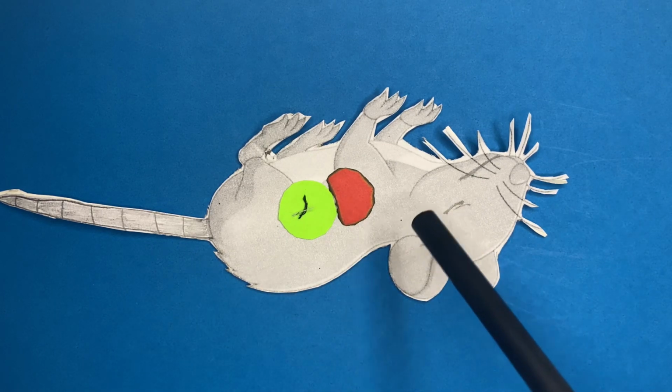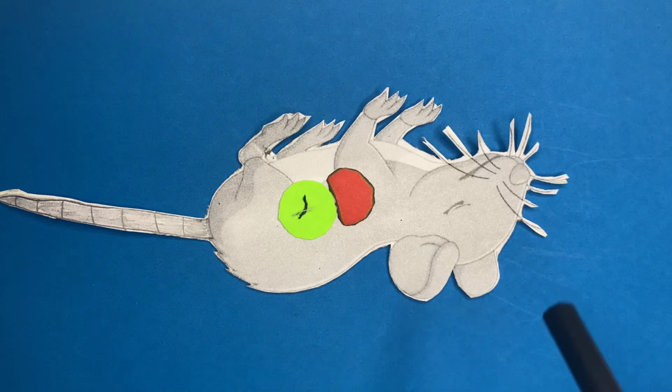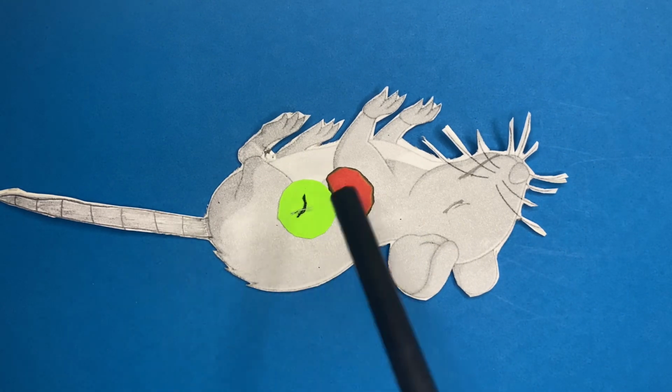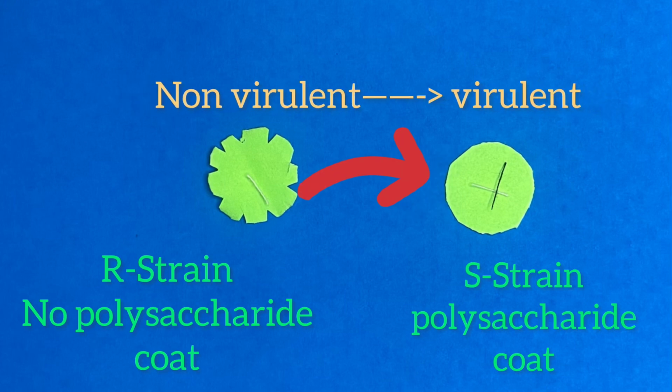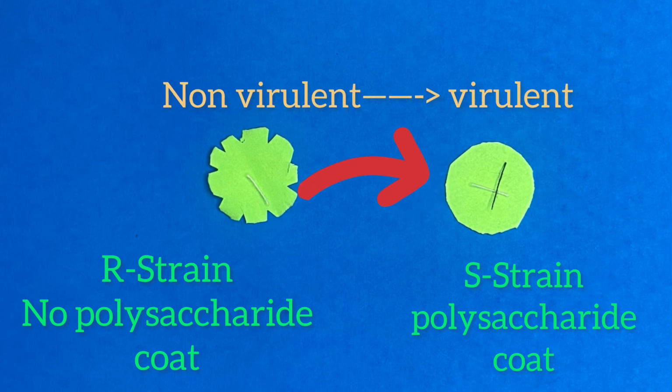Equipped with this gene, the former R strain bacteria were now protected from the host immune system and could kill the host. It was found that the virulent trait that was responsible for production of the polysaccharide capsule was passed from the heat-killed S strain cells into the live R strain cells, thus converting the R strain bacteria into S strain bacteria, allowing it to become virulent and lethal by evading the host immune response.